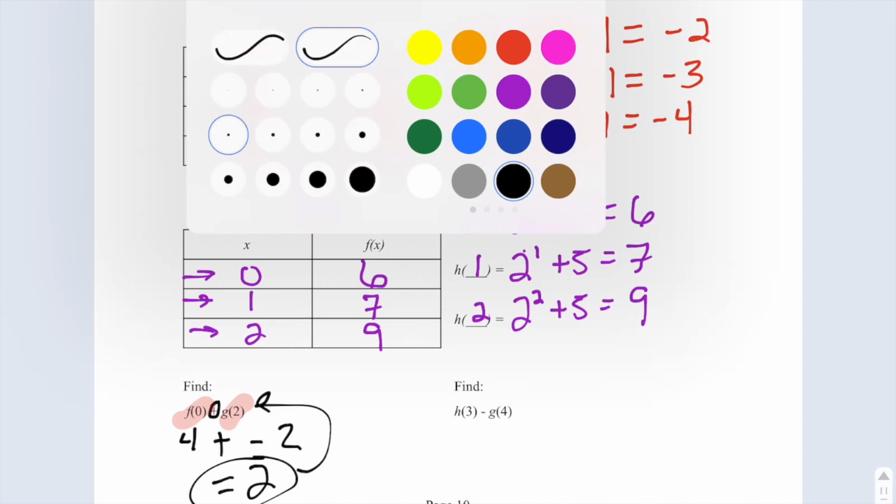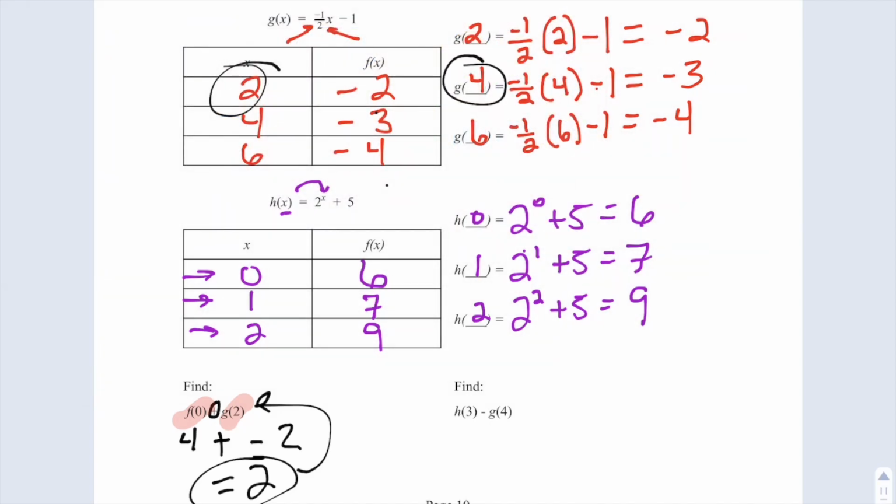Now let's go look at h of 3 minus g of 4. Well, what's kind of cool is we already did g of 4 again. It's right here. So we know that g of 4 is going to come out and be negative 3, so it's going to be minus negative 3. But we haven't done h of 3, so let's just do it real quick.